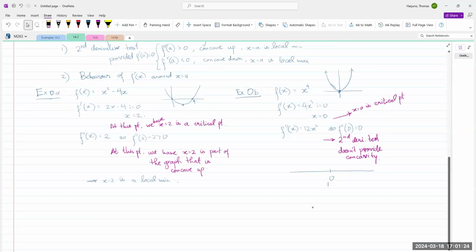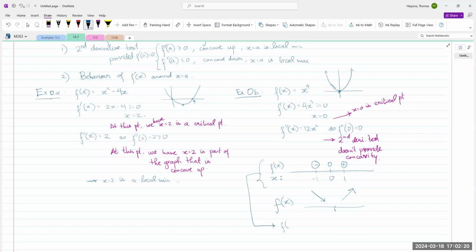When x equals 0, what happened to the f prime x? When x equals 0, the f prime x is 0, right? What happened with f prime at 1? When x equals 1, f prime 1 is positive, which means the slope is increased, the function is increasing, right? And when we check f prime at -1, it's negative. In other words, when we look at the function itself only, the function is decreasing to the left of 0 and it is increasing to the right of 0. Now that tells us that x equals 0 is a local minimum again.